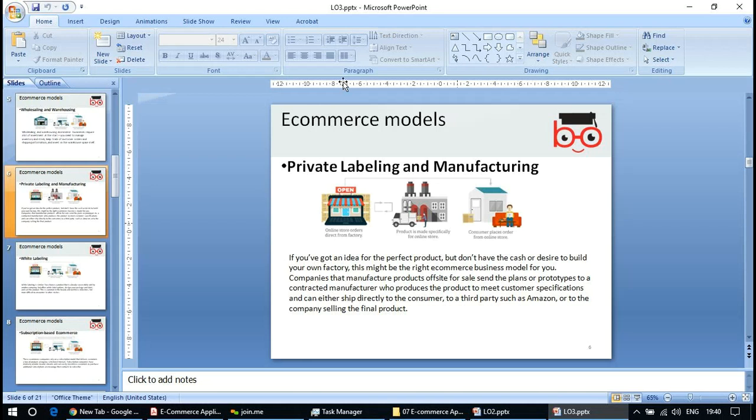Can you give me an example of private labeling and manufacturing? Let me give you one. Have you seen the Alibaba and AliExpress websites? What happens is they sell the stuff, and they ask you to give the company name, and they would ship the products with your name. Oh, all right. Yeah.